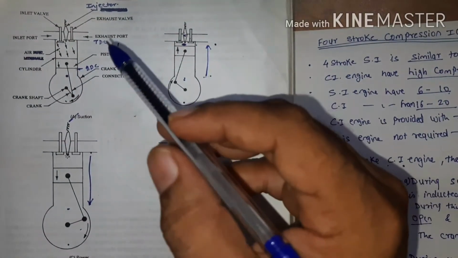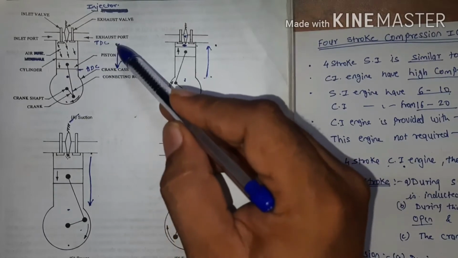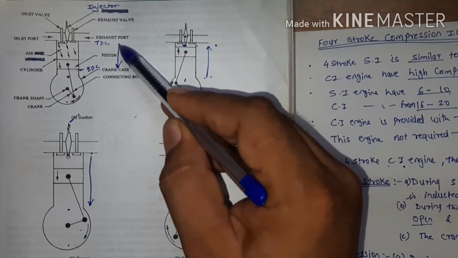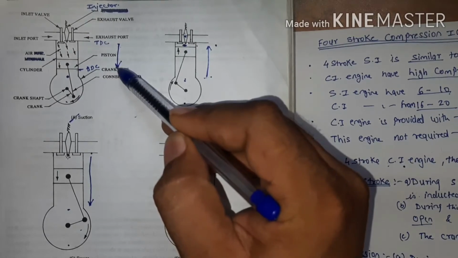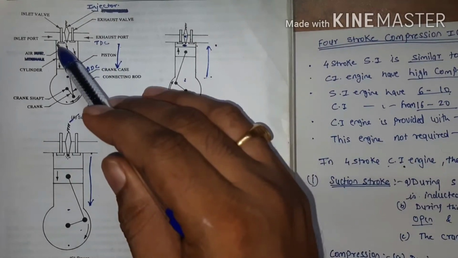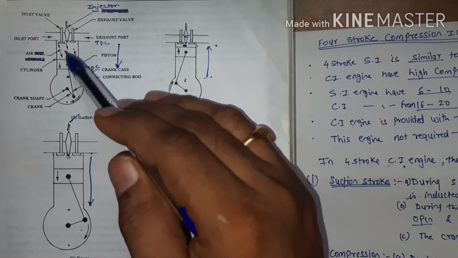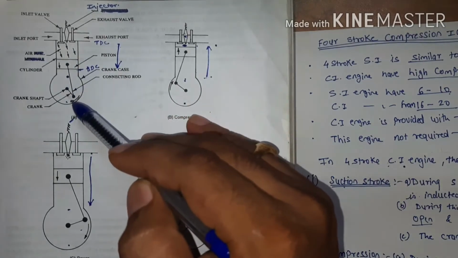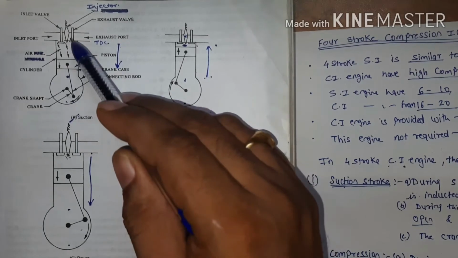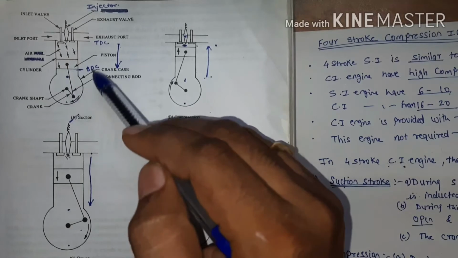Now for the suction stroke, the piston moves from top dead center to bottom dead center. Thus the suction stroke occurs. During the suction stroke, the inlet valve opens and only air is inducted inside the cylinder. The crank rotates from 0 degrees to 180 degrees and the exhaust valve remains closed. In this way, this is the suction stroke.